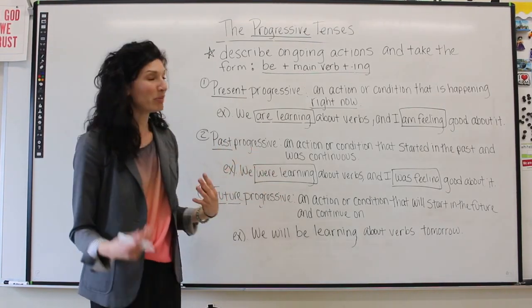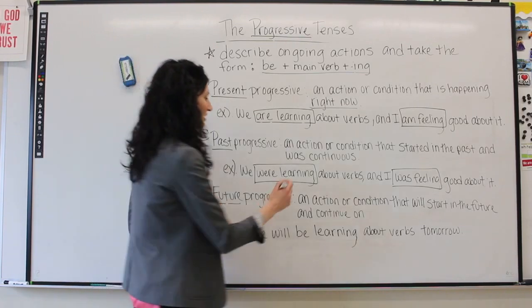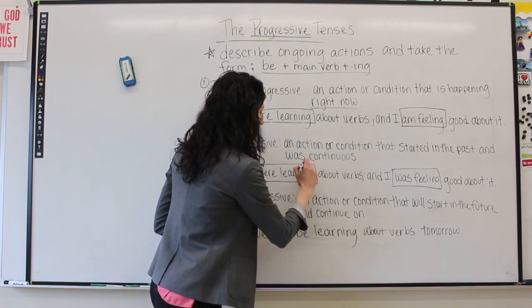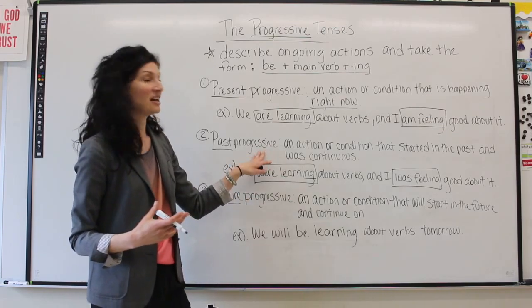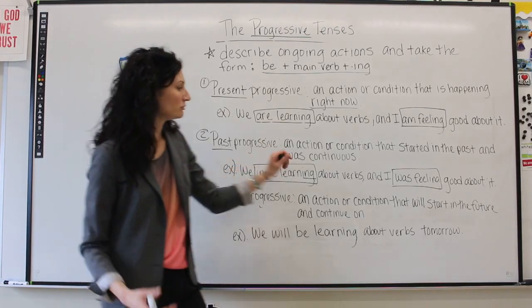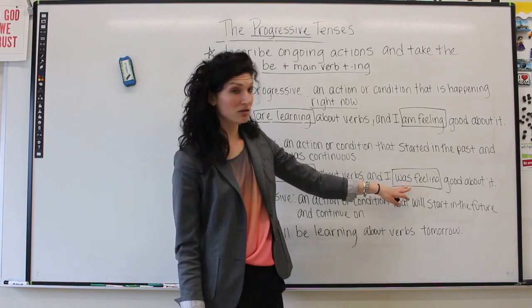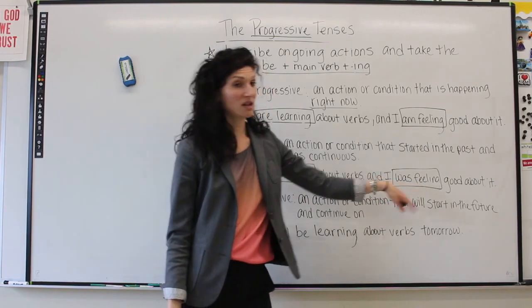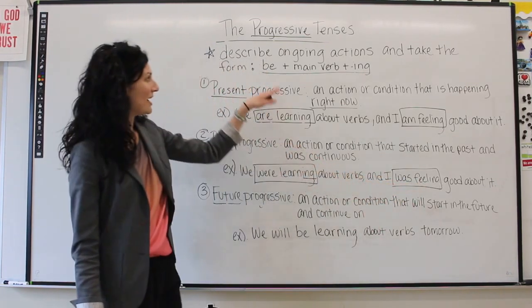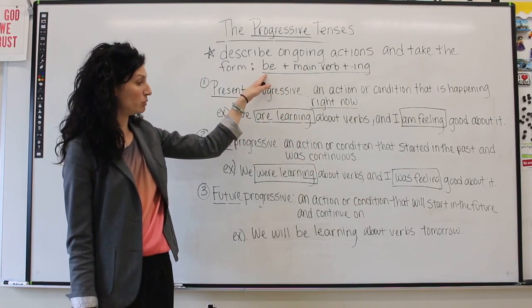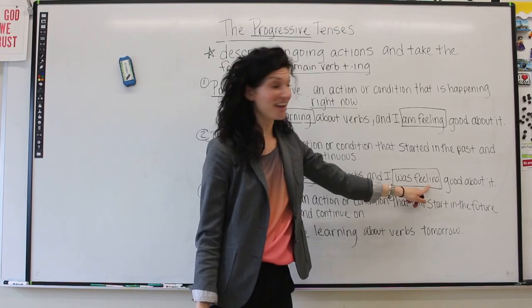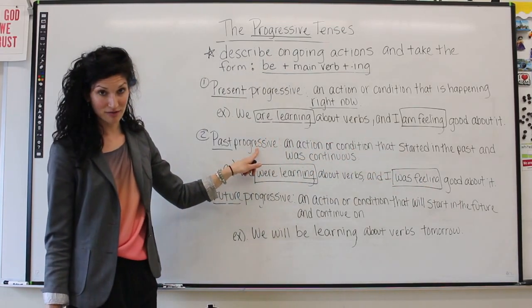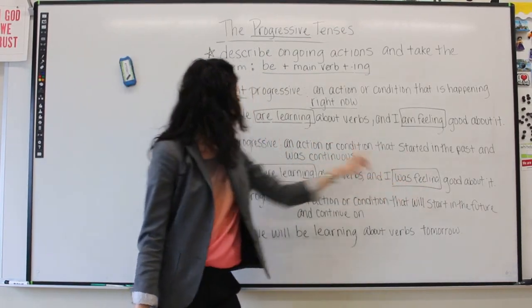Okay? Basically, any verb that is ending in an ing, or oftentimes verbs that end in ing, are going to indicate a progressive tense. If you take a look over here, we have was feeling. Was is the past simple form of the verb to be, plus we have the main verb feel with an ing ending, indicating that it's progressive.